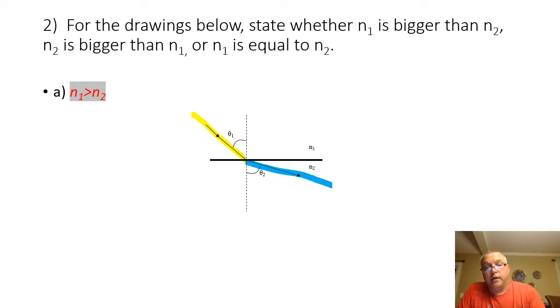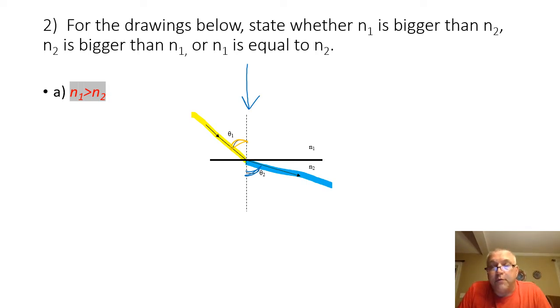I can tell that my angle of incidence, which is theta 1 right here, is kind of shallow, and my angle of refraction, theta 2, is going to be bigger. Remember, we always measure our angles from the normal, and the normal is this line that is perpendicular to the boundary between the two mediums.